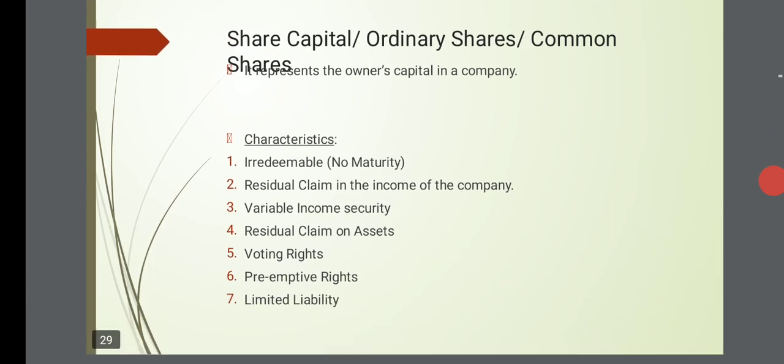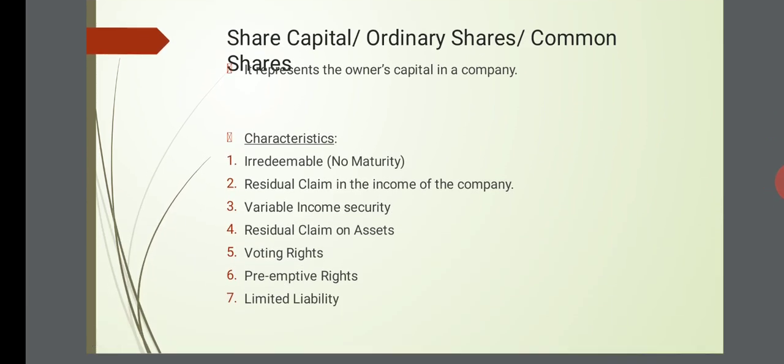Now let us know about the share capital, ordinary shares, common share. We all know it represents the owner's capital in the company. What are the characteristics? It is irredeemable, it is never redeemable. You cannot redeem share capital. That is why, unless and until a company is restructured, the share capital of the firm cannot decrease. So it does not have any maturity. It will remain with the company till the company ends.